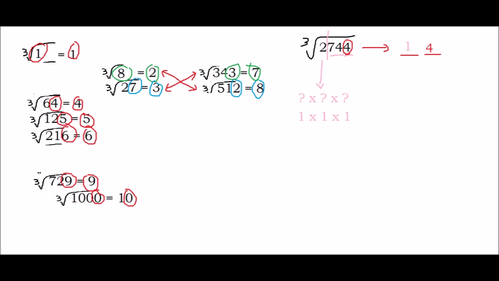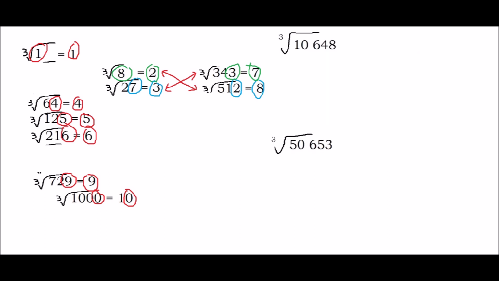Well, you can always use a calculator and press that cube root button with a little 3 on it, but where's the fun in that, right? So let's take a look at more examples. Let's say we want to find the cube root of 10,648 and the cube root of 50,653. Big numbers. Based on what we know, since 10,648 ends with 8, the answer will have 2 in the back. And 50,653 ends with 3, therefore the answer will have 7 in the back.